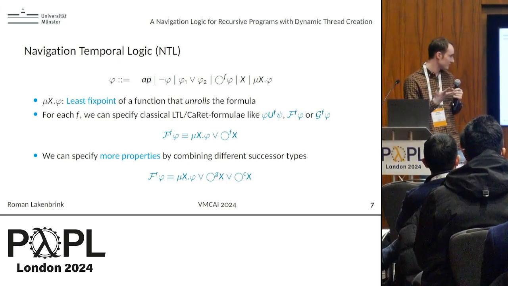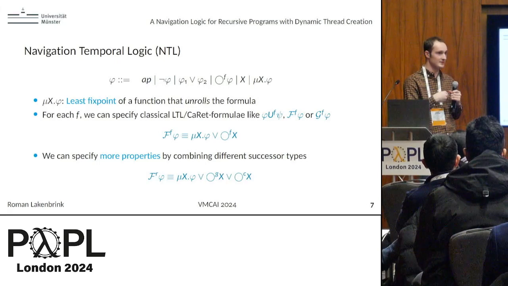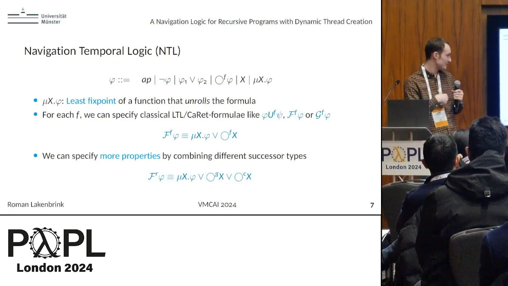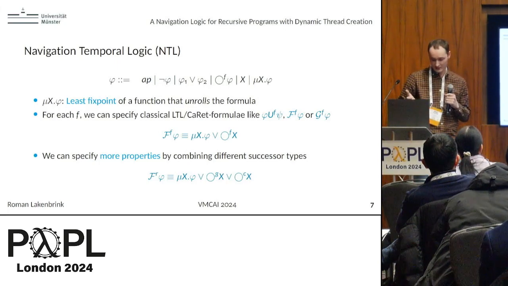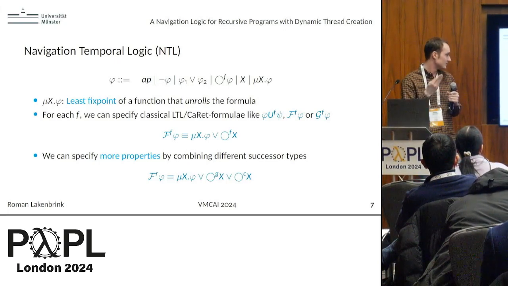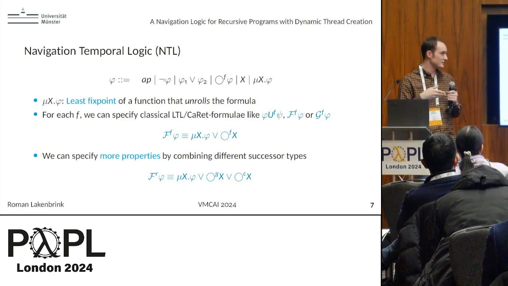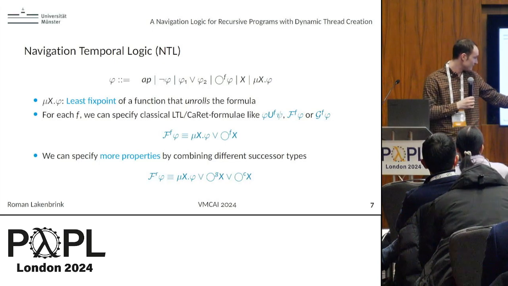But we can now also combine multiple of our successor types inside a single fixed point formula for expressing even more properties that we, for example, could not express if we just had an until operator for each single successor type, as we do have, for example, in LTL or CaRet. And this is an example of such a formula.